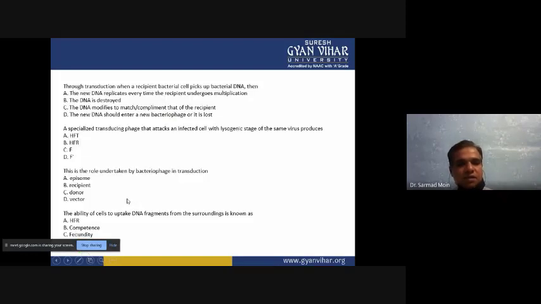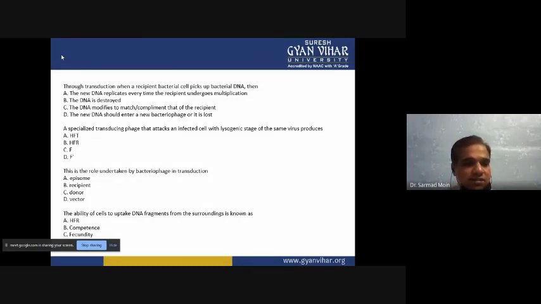Okay, now some important questions we will see. Through transduction, when a recipient bacterial cell picks up bacterial DNA, what do we see? A option: the new DNA replicates every time the recipient undergoes multiplication. B option: the DNA is destroyed. C option: the DNA is modified to match and complement that of the recipient. D option: the new DNA should enter a new bacteriophage, or it is lost. You have to choose one correct answer.